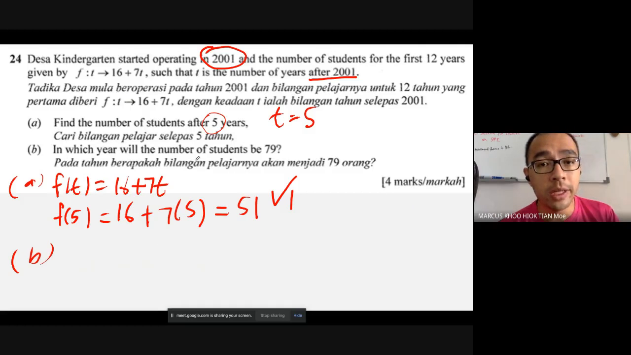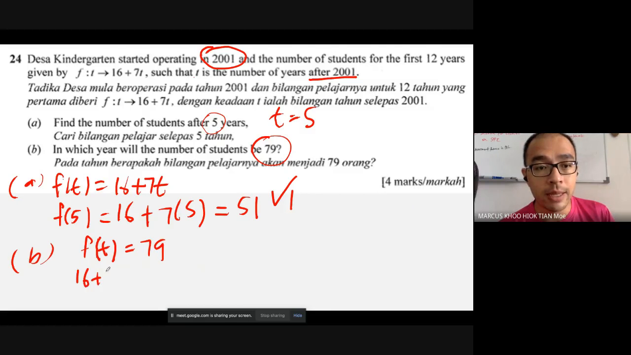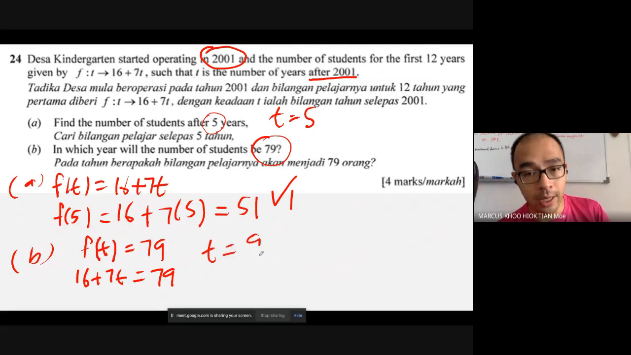Soalan B. In which year will the number of students be 79? So we want to know, f(t) is the number of students, the number of years is t. So we want to know f(t) is 79. What is the value of t? So 16 plus 7t equals to 79. So you get t equals to 9.